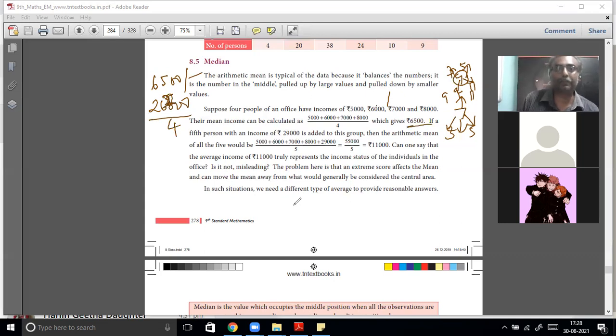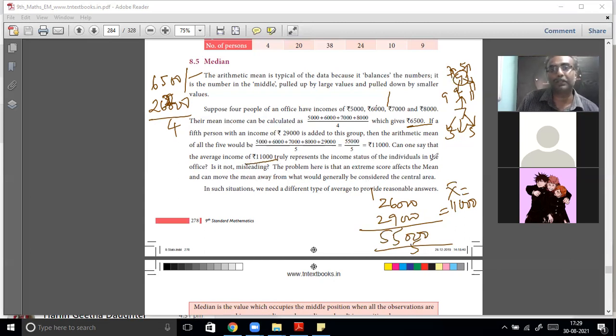If a 5th person comes in now and is added to the group, then the arithmetic mean of all 5 would be: you add 29,000 more, 26,000 plus 29,000 now. That is 55,000, by 5 it becomes 11,000. X bar equal to 11,000. Now what happens? One may say that the average of 11,000 truly represents the income status of the individuals in the office.